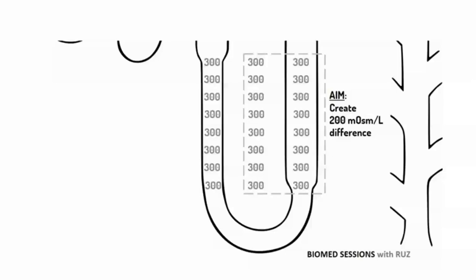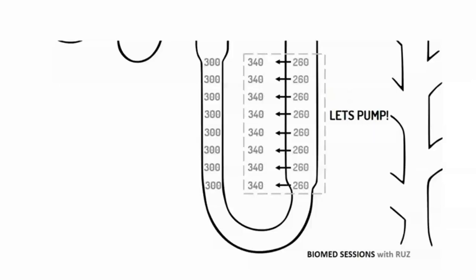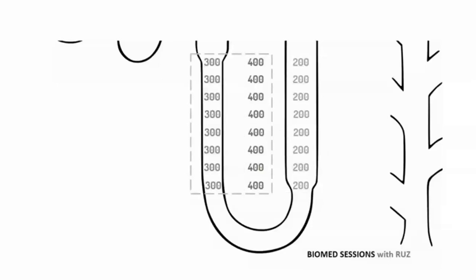The only way to do this is by pumping out sodium ions. So let's pump. As you can see, the osmolarity in the ascending limb has decreased due to a loss of sodium, whereas in the interstitial fluid, it has increased due to a gain in sodium. And if you look closely at the values, you will see that we have achieved the 200 milliosmol per liter difference, otherwise known as a gradient.